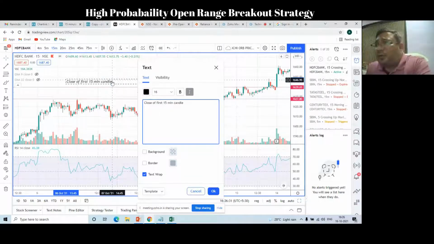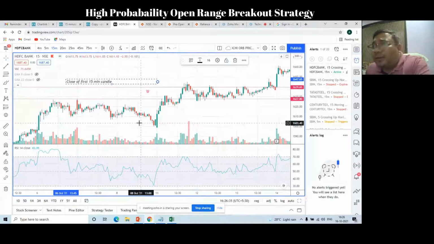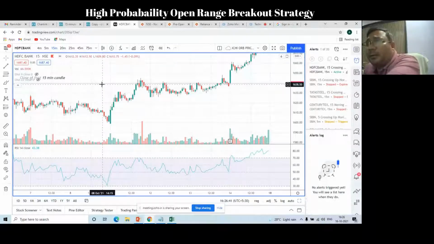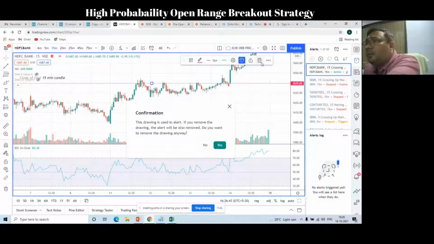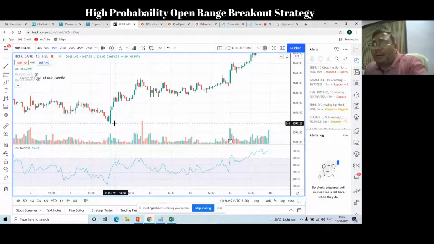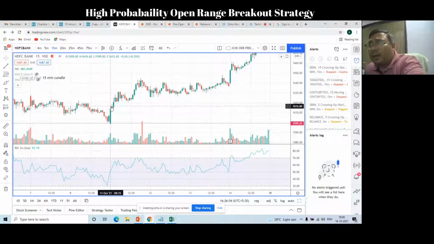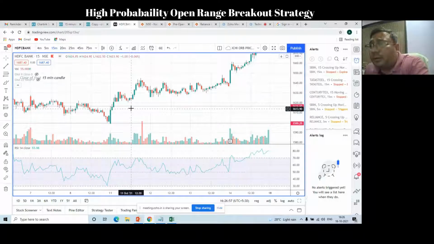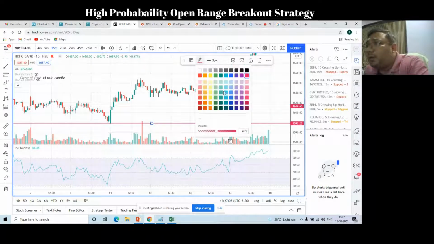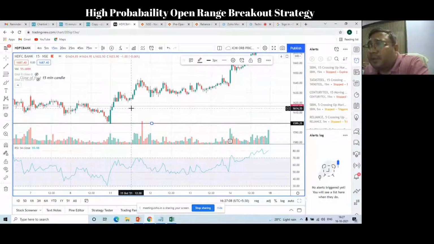Once the 15-minute candle closes, for example, we will see this. This is a 15-minute candle. I will just delete everything. So this is a 15-minute candle. I am marking the low and the high of the 15-minute candle. Just to make these a bit darker so that everybody can see this. And I'll make the color a bit darker. So this is the high and the low of the 15-minute candle.